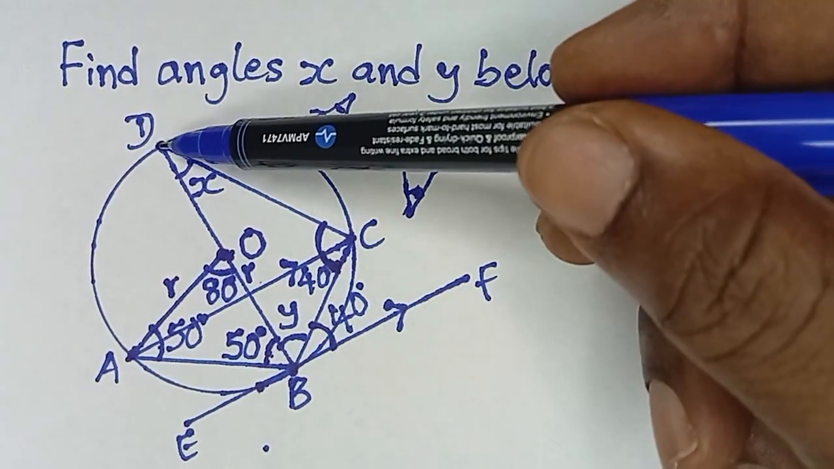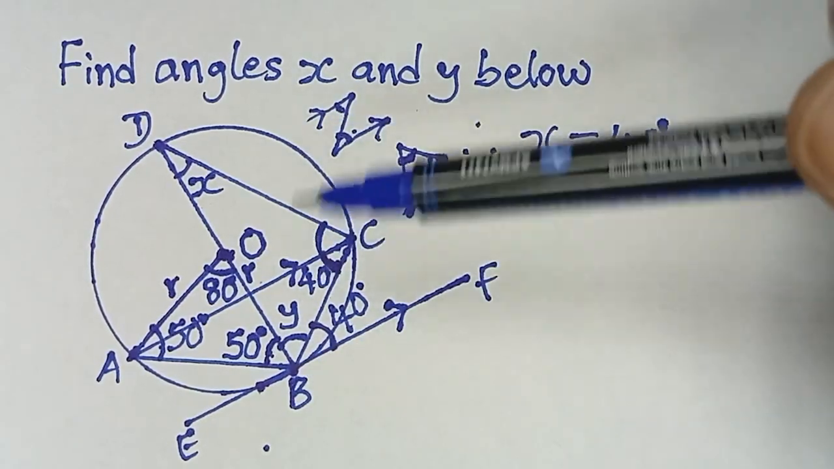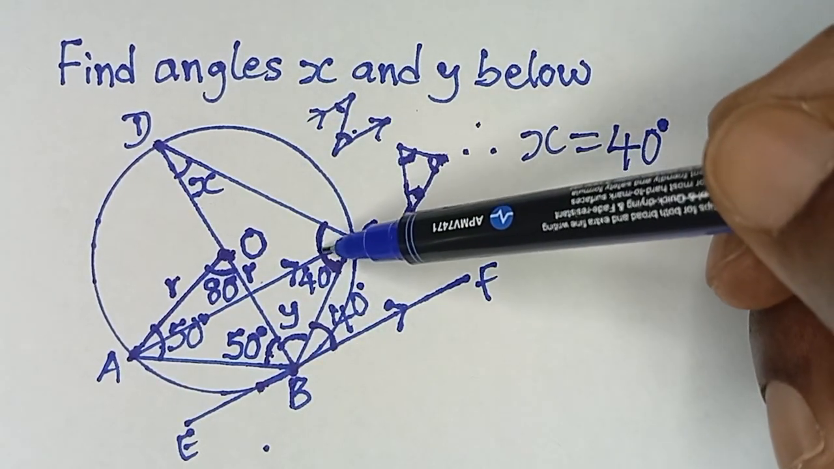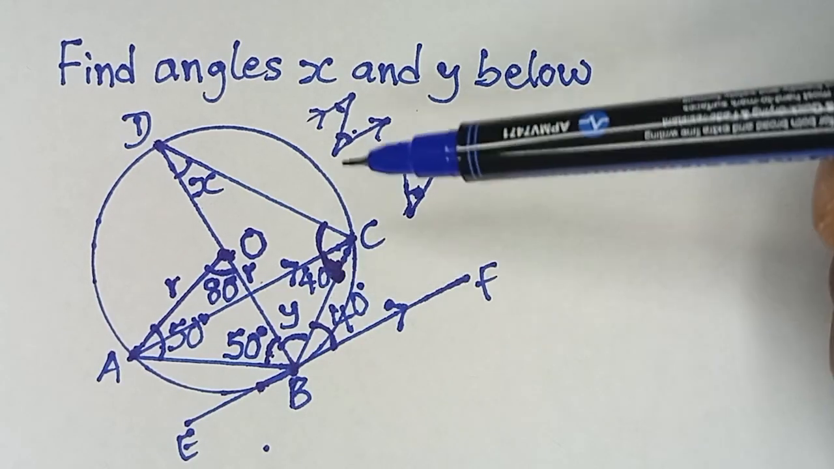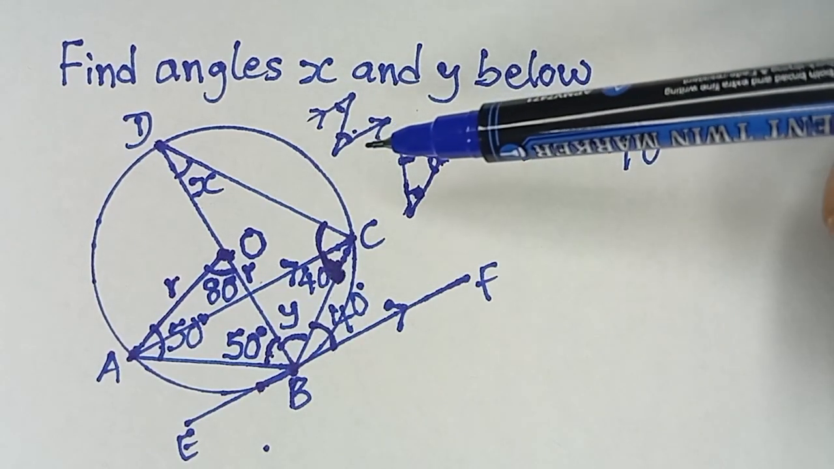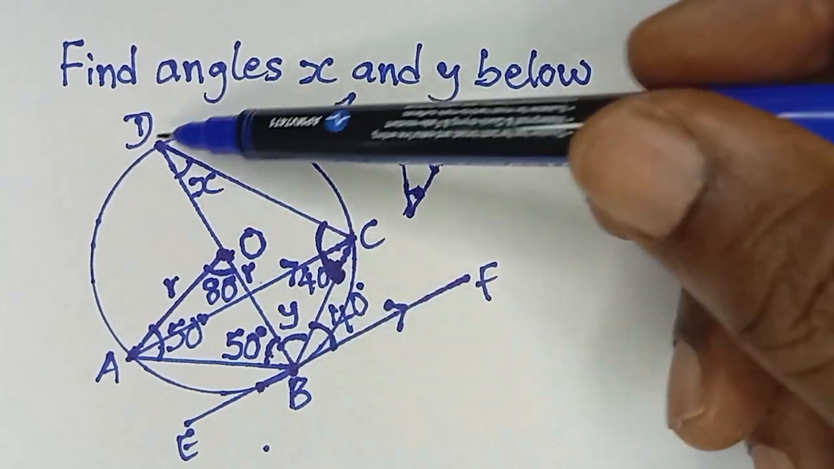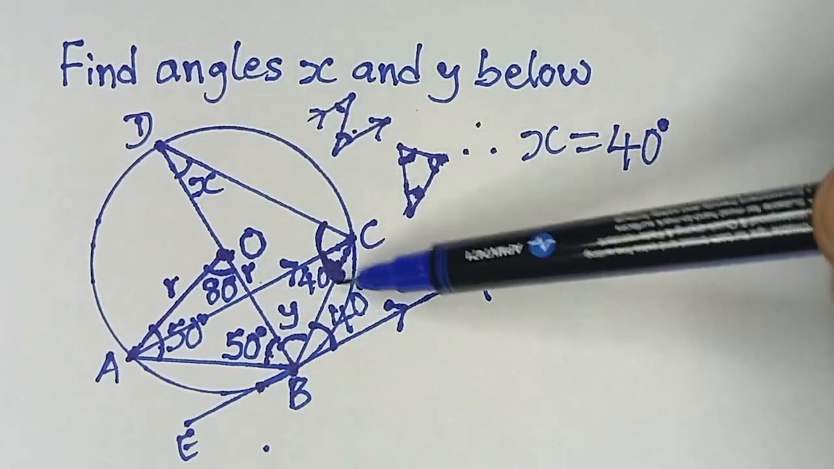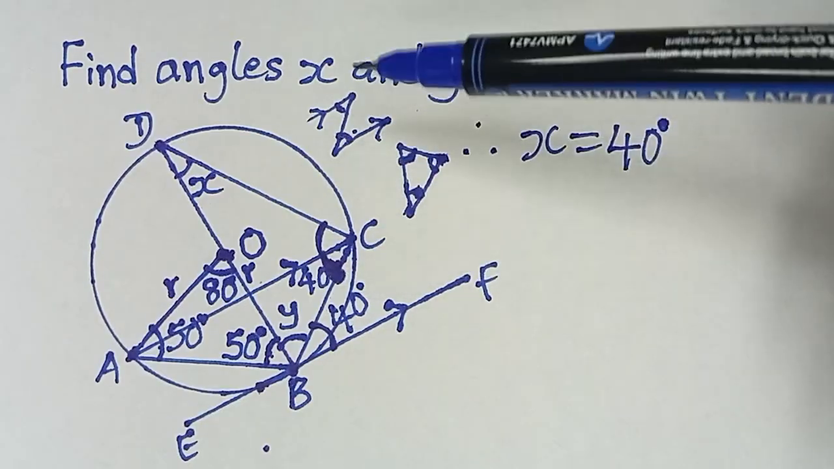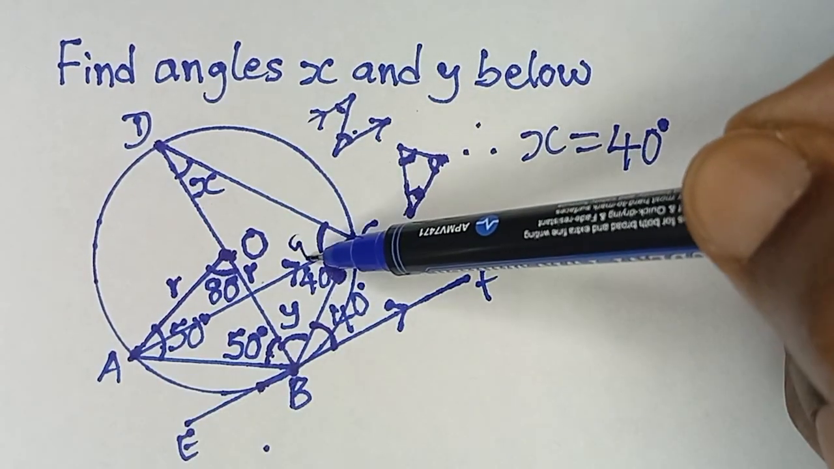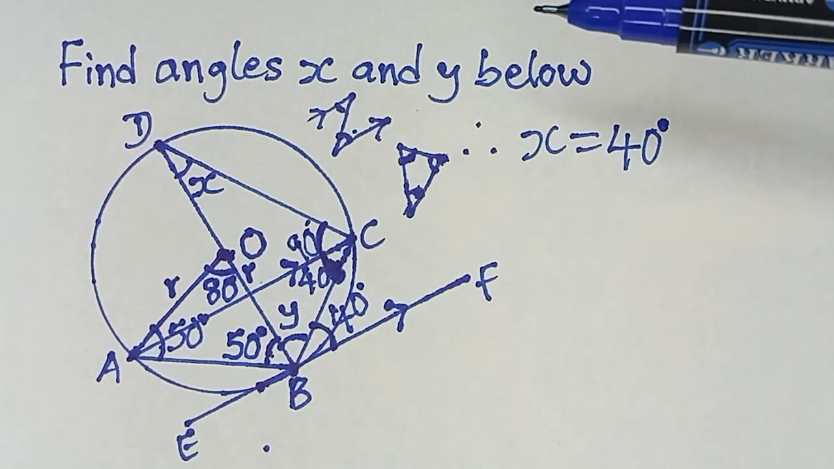So once you see a line passing through the center of the circle, the opposite angle that that line makes in the triangle formed inside the circle is a right angle. That means it is 90 degrees. So the theorem there says that angle in a semicircle is a right angle, that is 90 degrees. So the whole of this angle here is 90 degrees, because angle in a semicircle is 90 degrees.